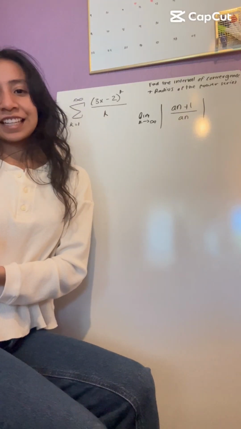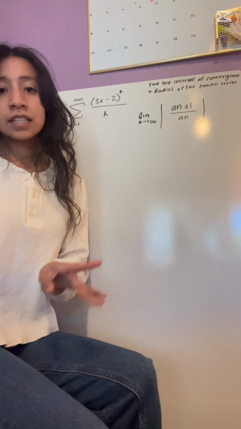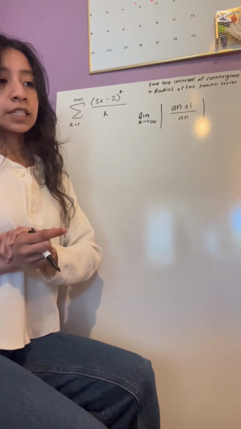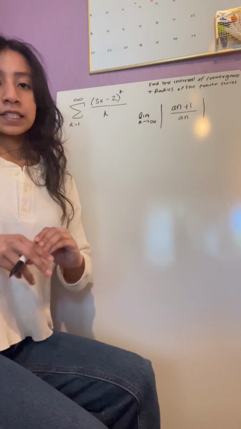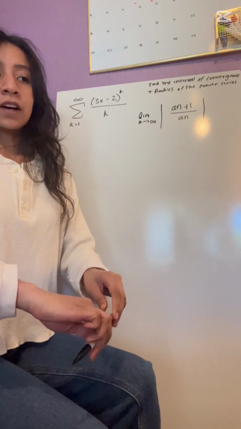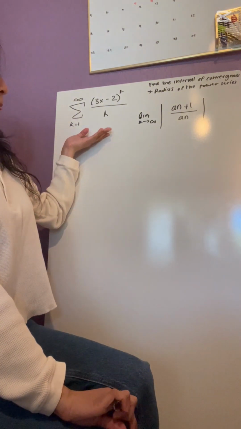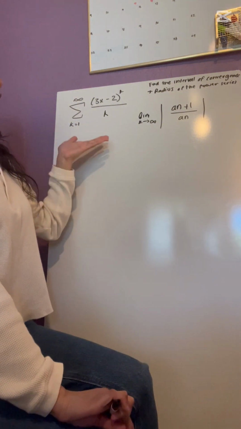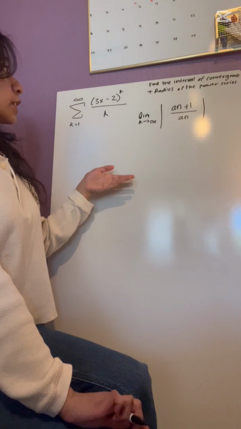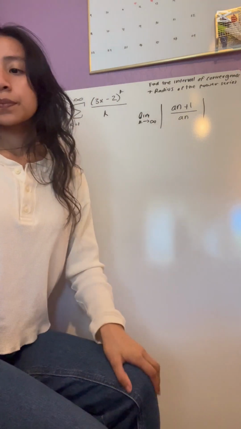Hi, my name is Nati, and we will be doing problem number 6 on the test review, which is to find the interval of convergence and its radius of the power series. And this is the problem we are given. And looking at it, I can tell we're going to use the ratio test depending on its powers.